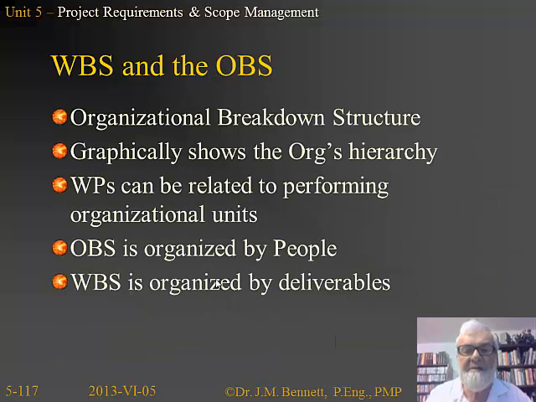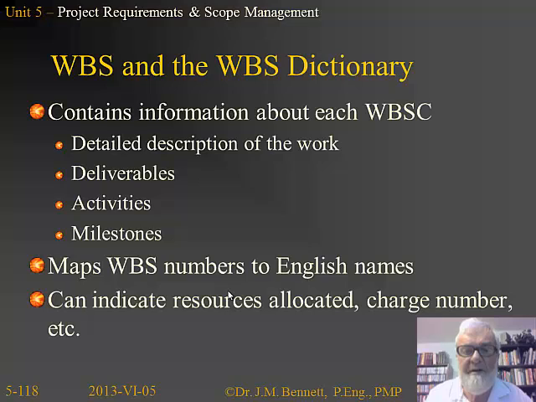The organizational breakdown structure basically is the diagram of the organization's hierarchy. So if we did the Catholic Church, we would have the Pope at the top, and then the Curia underneath him, and then cardinals underneath him, bishops under the cardinals, and so on. This is organized by people and where they sit in the hierarchy, whereas the work breakdown structure is organized by deliverables, and both have their appropriate spot in the project and in the organization.